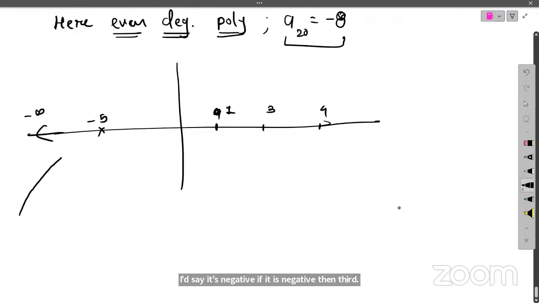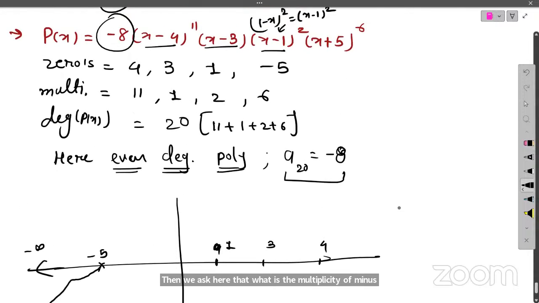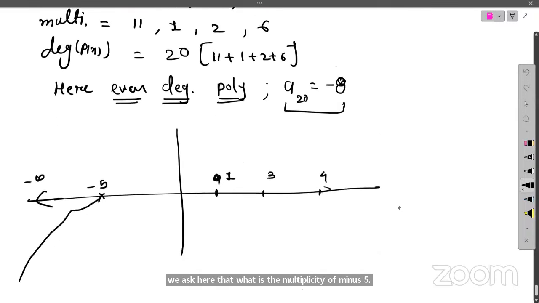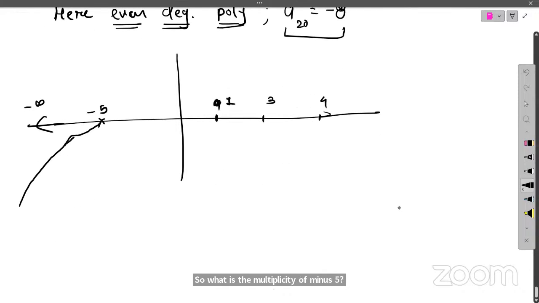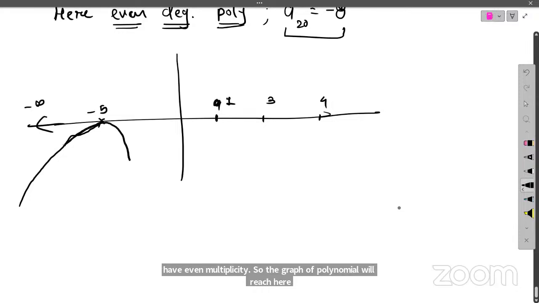We go up to minus 5. Then we ask what is the multiplicity of minus 5. It is 6, right? So that means minus 5 has even multiplicity. So the graph of the polynomial will reach here, touch minus 5 and return back over the same quadrant.